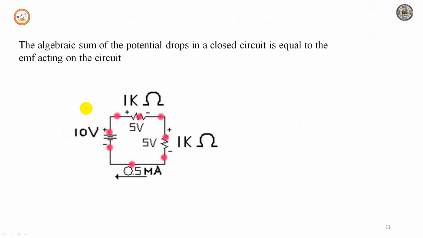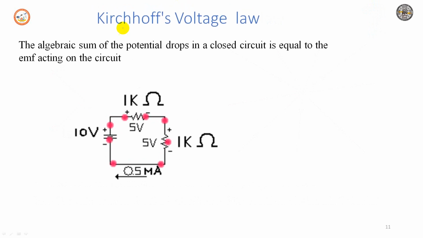Next, coming to Kirchhoff's voltage law. Kirchhoff's voltage law defines that the algebraic sum of the voltage or the potential drop in a closed circuit is equal to the EMF acting on the circuit. Now, the potential drop here means the voltage. We always refer to the potential with respect to voltage.